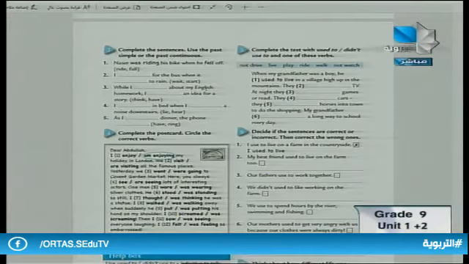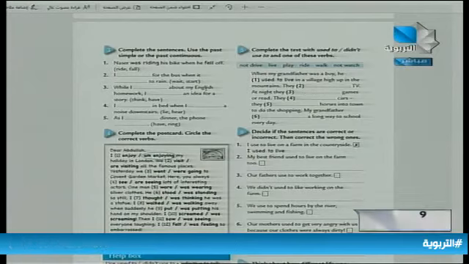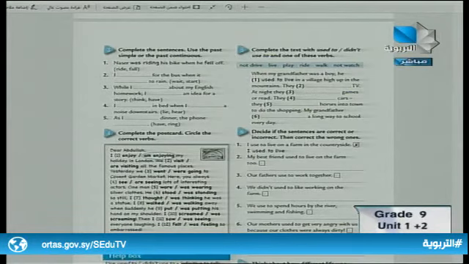Now, we come also to number 4. Exercise number 4 is more general. It is about all tenses. What about number 4 here, please? Complete the postcard, circle the correct verbs. We have more than one tense here: the present simple, present continuous, past simple, and past continuous. Now let's start with the first one.